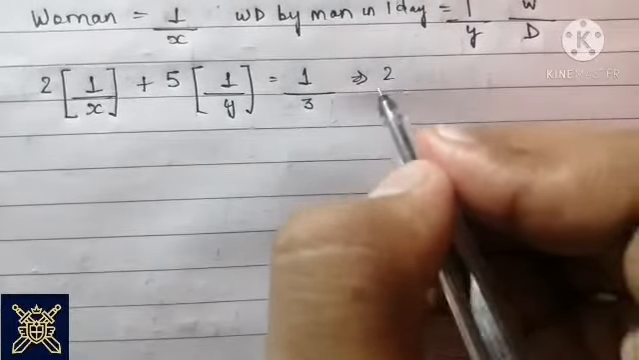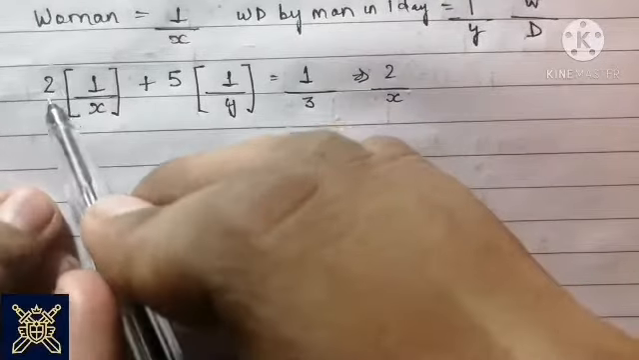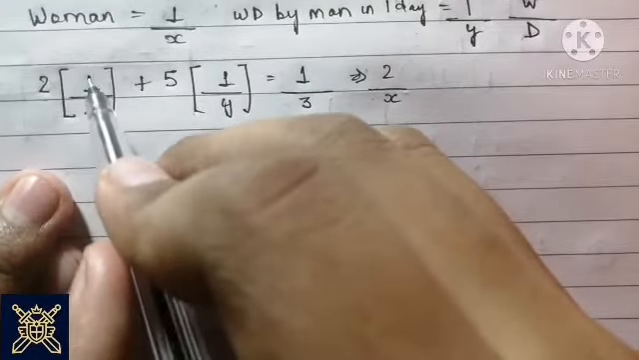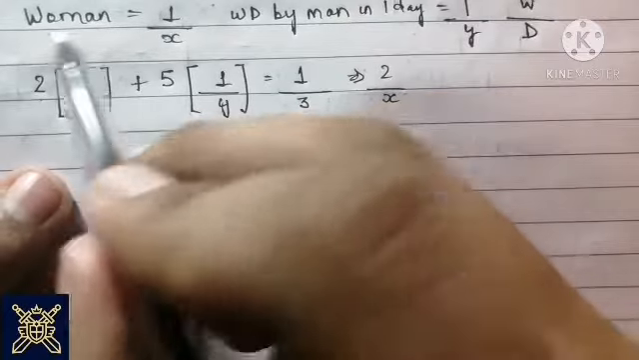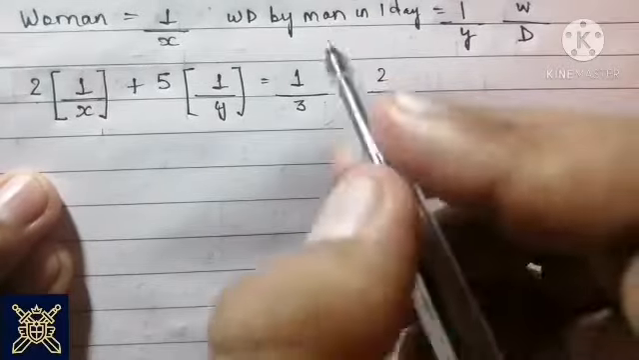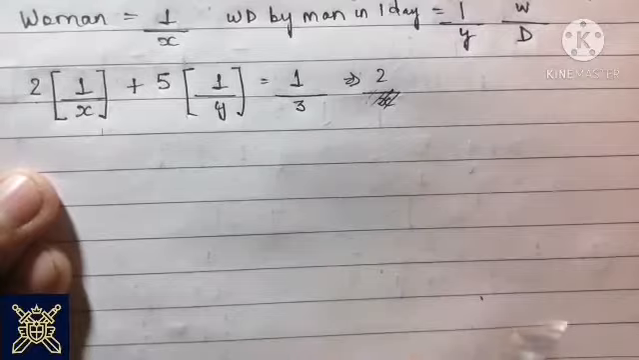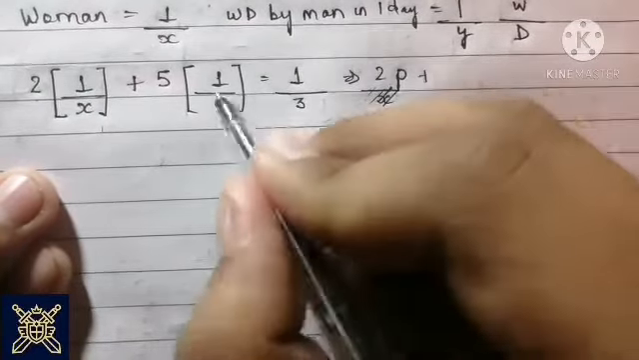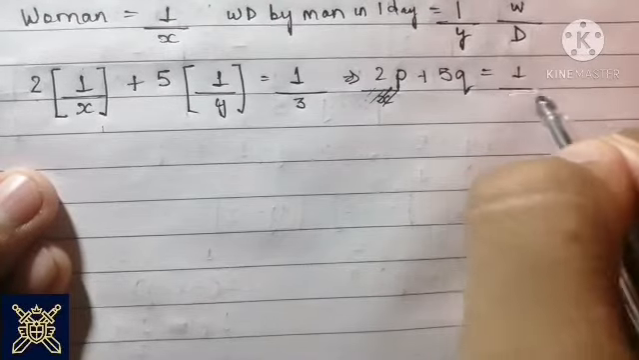This will give you 2 upon x. Here, as you can see, instead of writing it as 2x and then taking 1 upon x common, you can directly see that 1 upon x is common. As we had done in the first question, you will have to replace this 1 upon x by some other variable, p or q. So directly, you can write it as 2p plus 5 into 1 upon y, that is 5q, and this is equal to 1 upon 3.